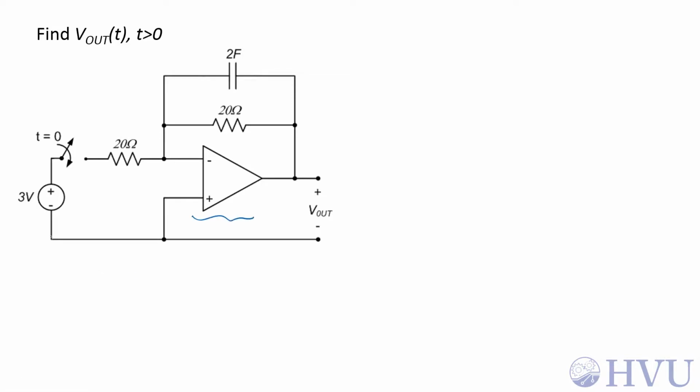We have an op-amp circuit with a constant voltage source that's being switched at t equals 0 with a capacitor in the circuit. We want to find the output voltage V out as a function of time for t greater than 0. Now the first thing we want to do is develop a strategy for how to do this problem. The circuit has one energy storage element. It's a capacitor. That means this is going to be a first order circuit.